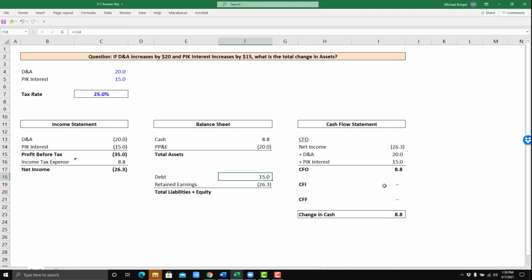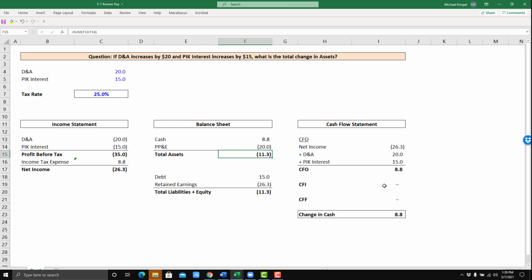We can then add up the impact of both of these items on the liabilities and owner's equity side, as well as the total asset side. And what we'll see is the net impact, or the net change in assets, was negative 11.3, which was in fact the answer to the question. And so this week, the majority did win.